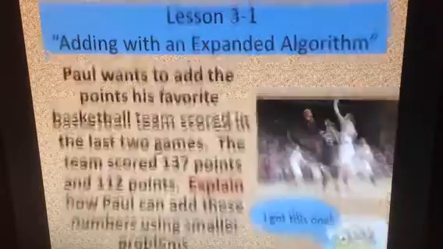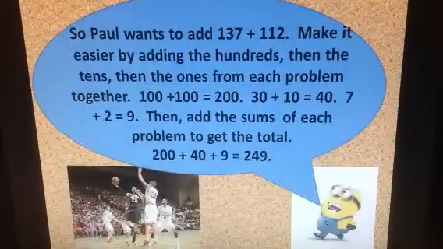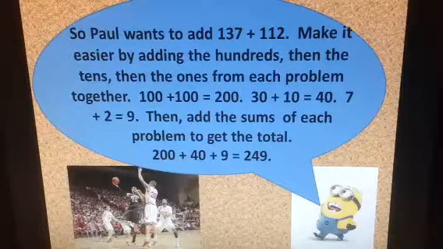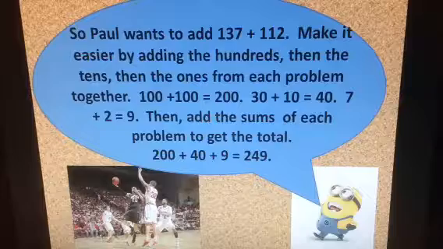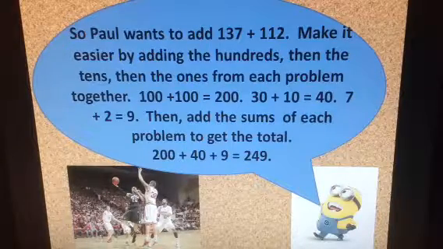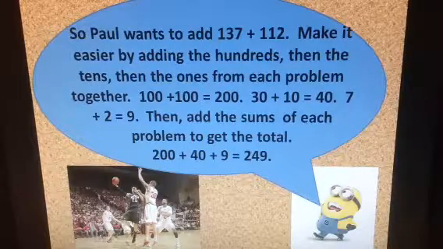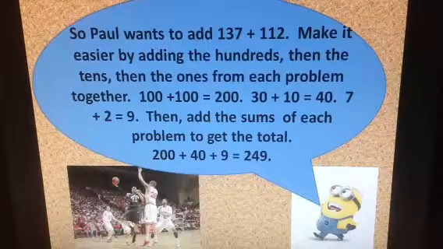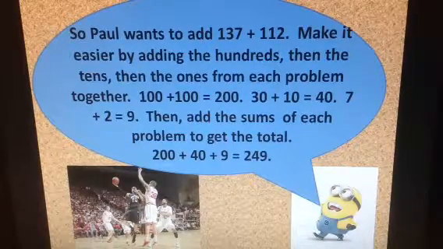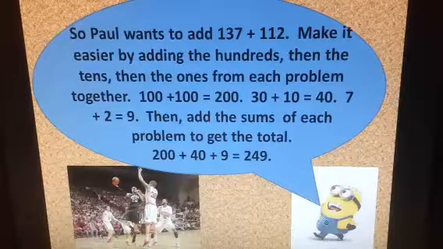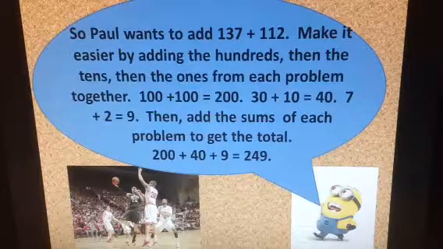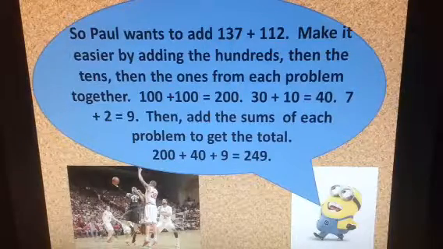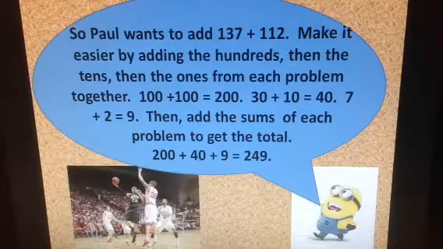I have a slide that shows the minion explaining. The minion says, so Paul wants to add 137 plus 112. Make it easier by adding the hundreds, then the tens, then the ones from each problem together. 100 plus 100 equals 200. 30 plus 10 equals 40. 7 plus 2 equals 9. Then add the sums of each problem to get the total. 200 plus 40 plus 9 equals 249.